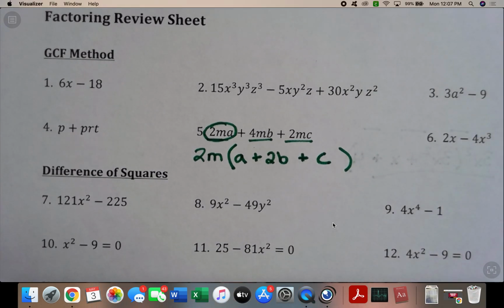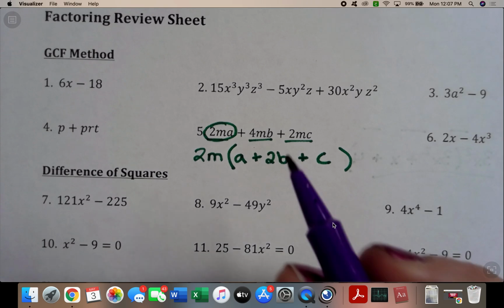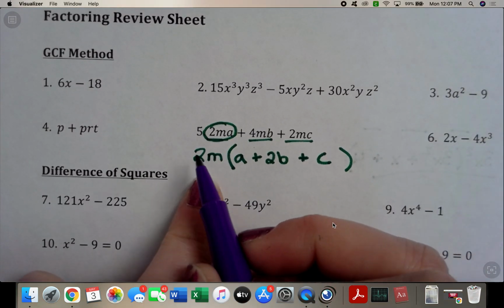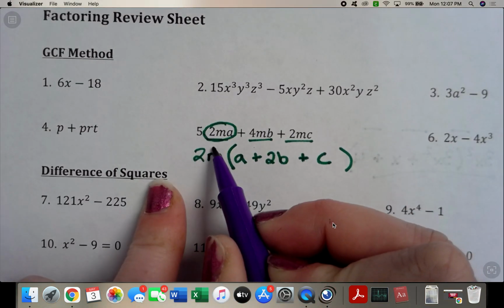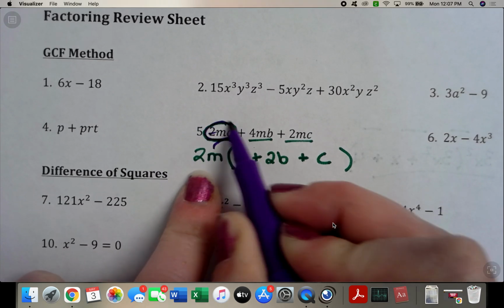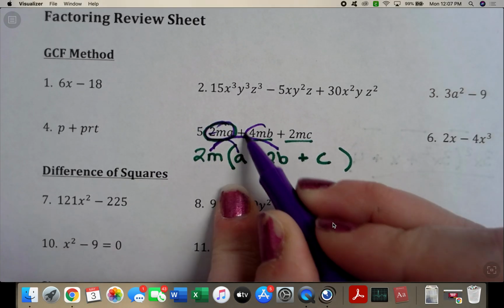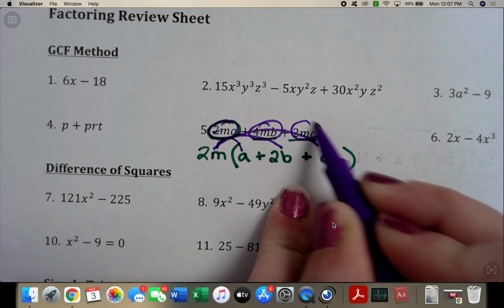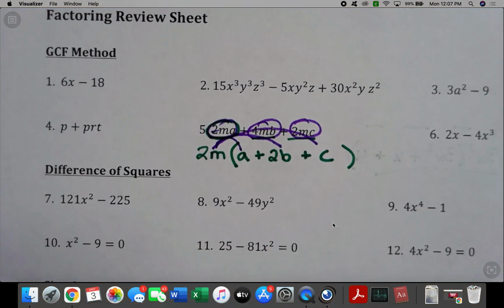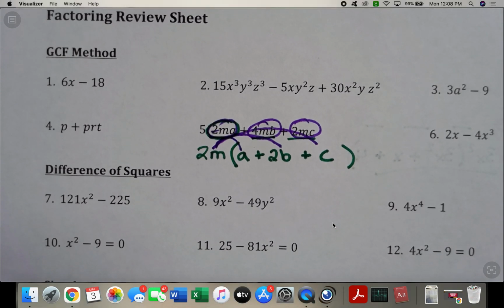You can roughly check yourself at the end: 2m times A is 2ma, 2m times 2b is 4mb, 2m times c is 2mc. You should be able to check your answer at the very end, and it should end up being the same as what it was to start with. Good? All right, let's go to the next page.